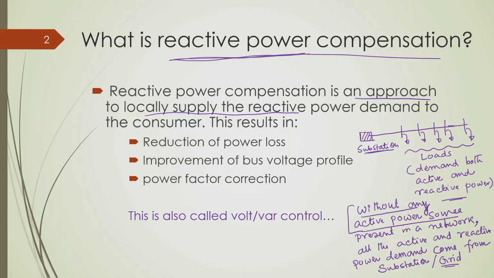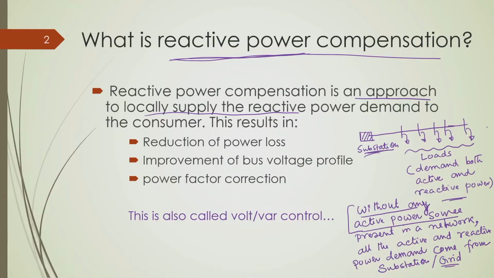Now, reactive power compensation is to place a source of reactive power at any point between the substation and the furthest load. So, suppose I provide a reactive power source. Now, what do we mean by a reactive power source? It means it can provide reactive power.